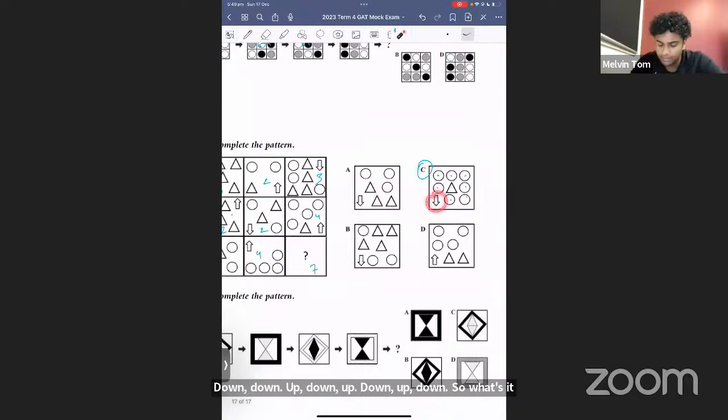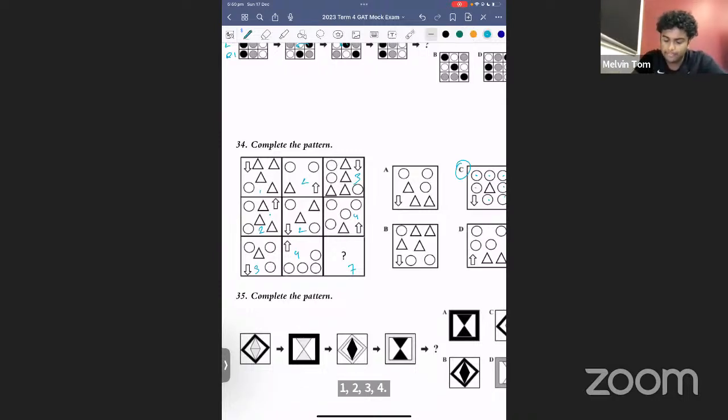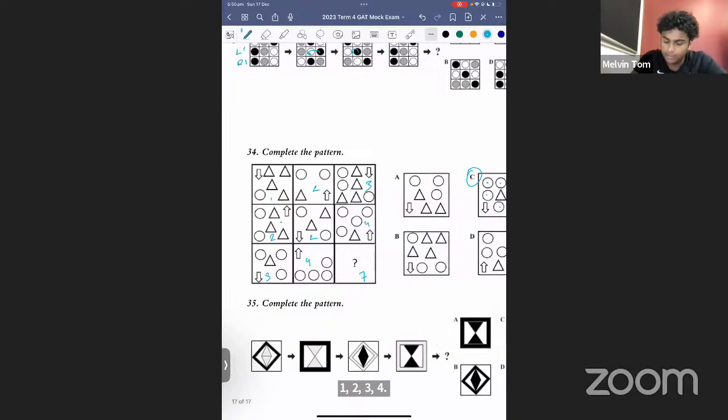So what's the pattern for the triangles? 1, 2, 3, 4, 4, 1. Let's do a different color. 4, 1, 4, 3, 2, 1, 1, 0.